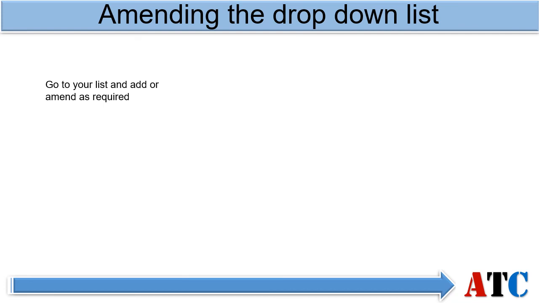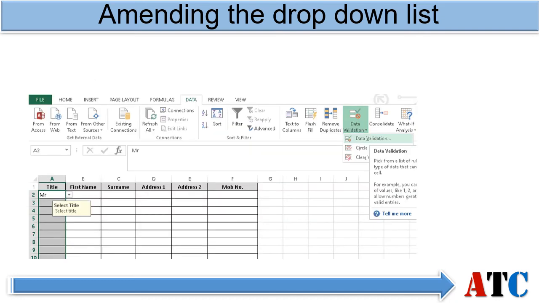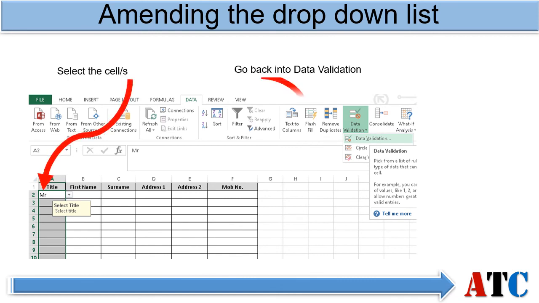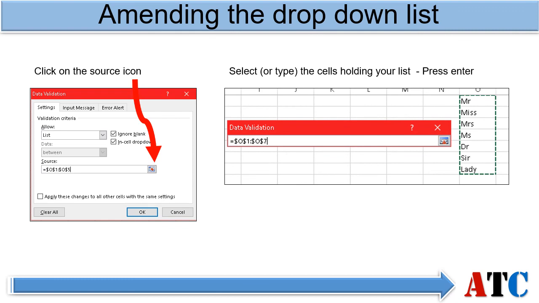If you wish to amend your original list, just go to the cells where you typed the list and add or delete as required. In this example, I've added Sir and Lady to my list. As before, select the cells, go back into data validation, click the source icon and select or type the cells holding your list. Press Enter when done.